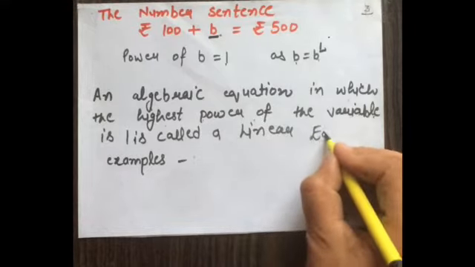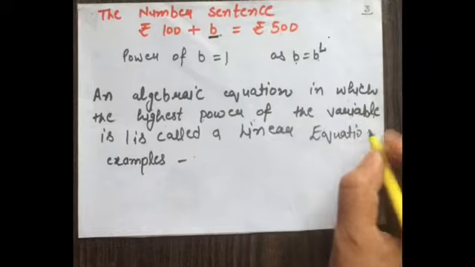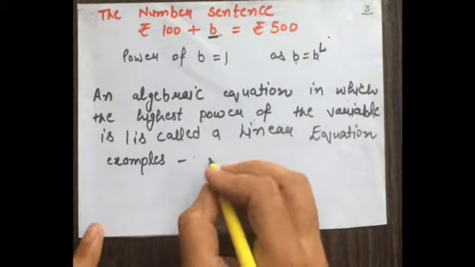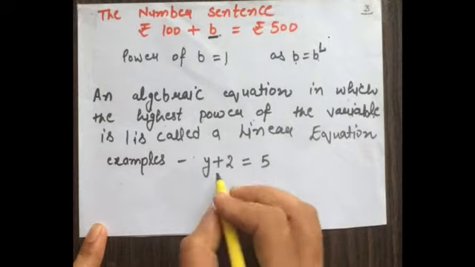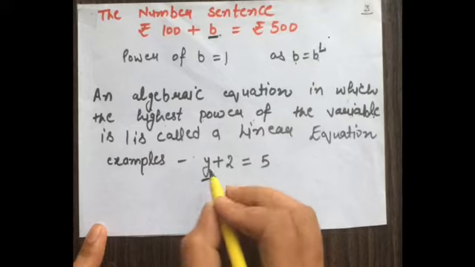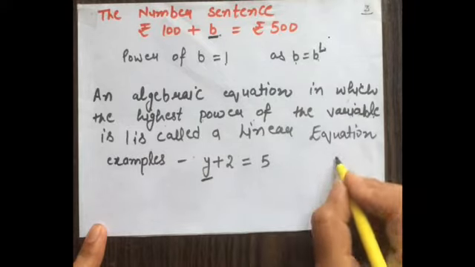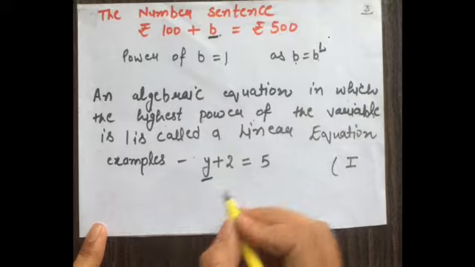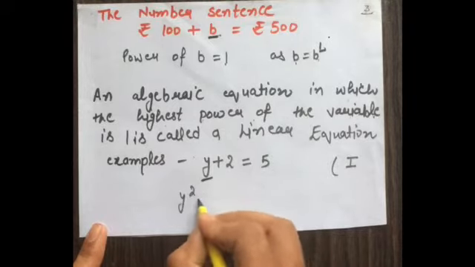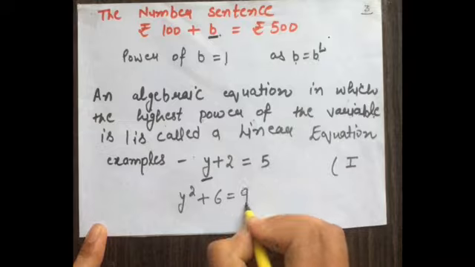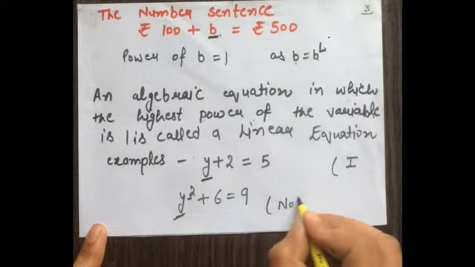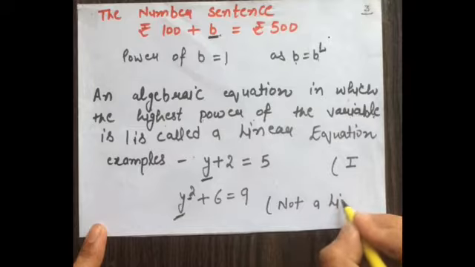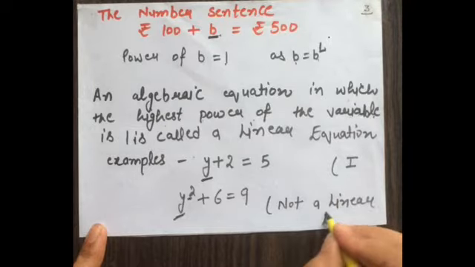For example, if I write y plus 2 is equal to 5, here y is a variable and the power of y is 1. If I write y square plus 6 is equal to 9, here the power of variable y is 2. So it is not a linear equation.